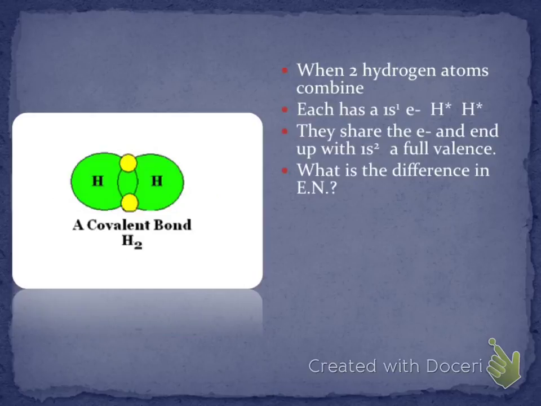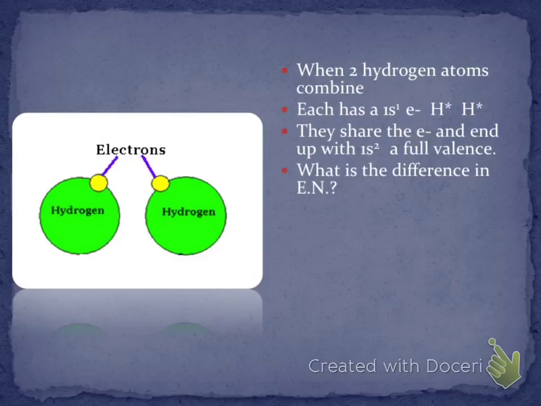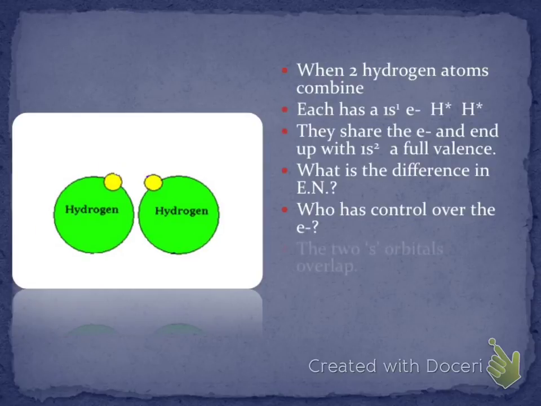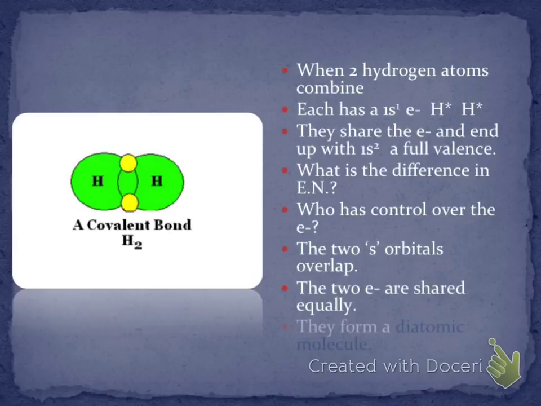But their difference in electronegativity is zero. Each hydrogen atom has the same strength. Neither one is strong enough to take the electron from the other, so they have no option but to share. So they're going to form a diatomic molecule.